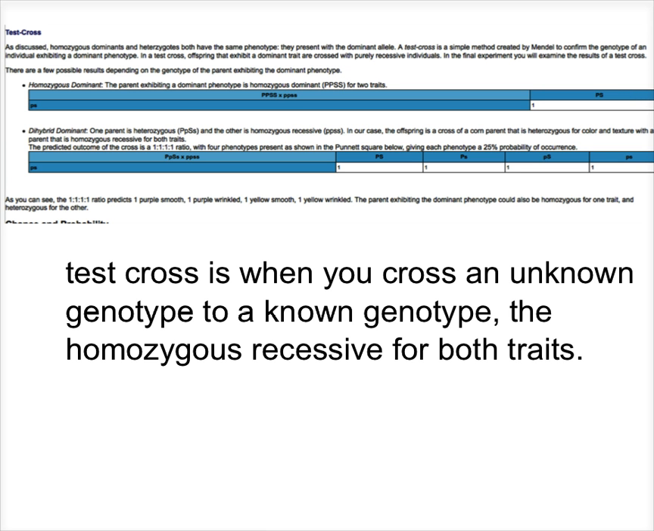You can see in the background information, it gave you an example of what you would expect if it was homozygous dominant and you crossed it to homozygous recessive for both traits. All of the offspring would be homozygous dominant. If it was a heterozygote, then you would expect a ratio of 1 to 1 to 1 to 1 of each of the different possible phenotypes. And so that's what you had to set up in your test cross.